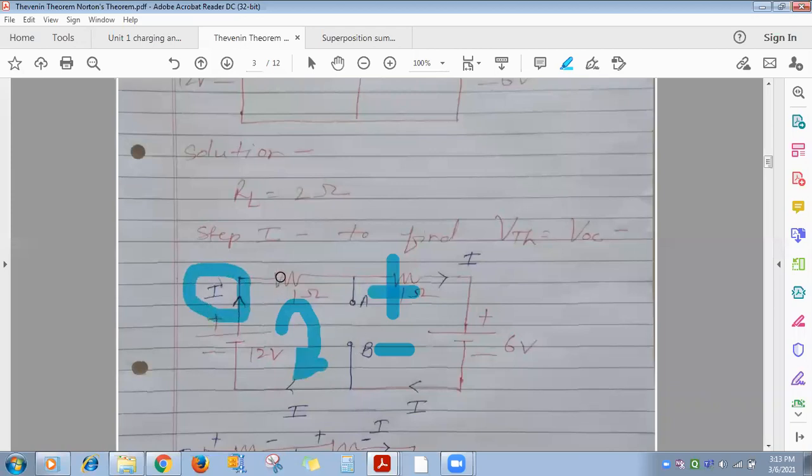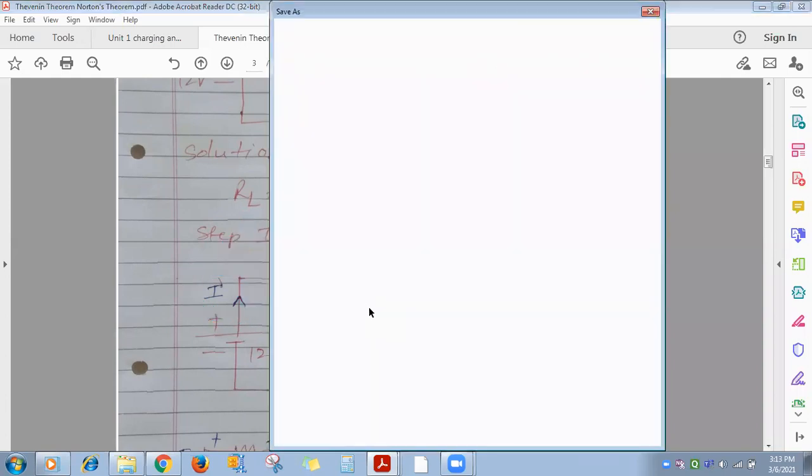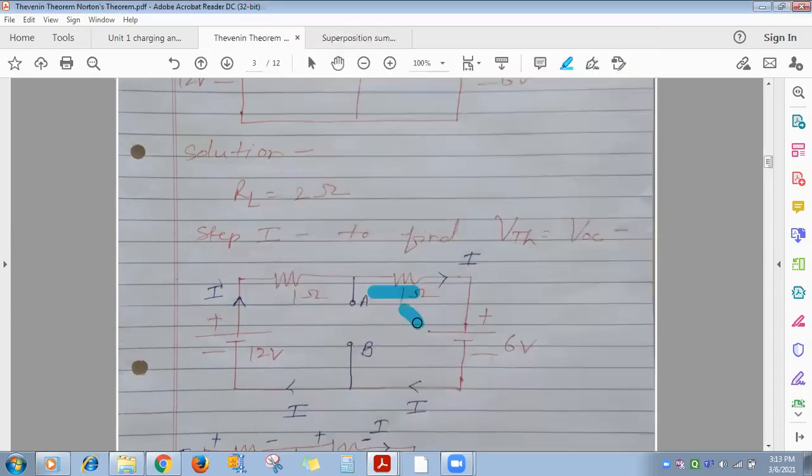If you know the value of current, you will get the voltage drop across the 1 ohm, and then you can apply KVL here. Its polarity also you will know, because current is entering the positive terminal and this will act as the negative terminal. Direction of current we have marked, but what about this value? So before finding it out, you will not get VTH directly. What do you have to find out first?